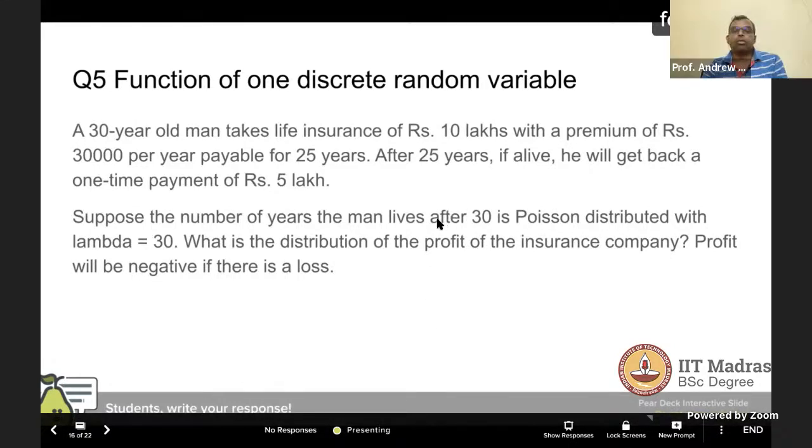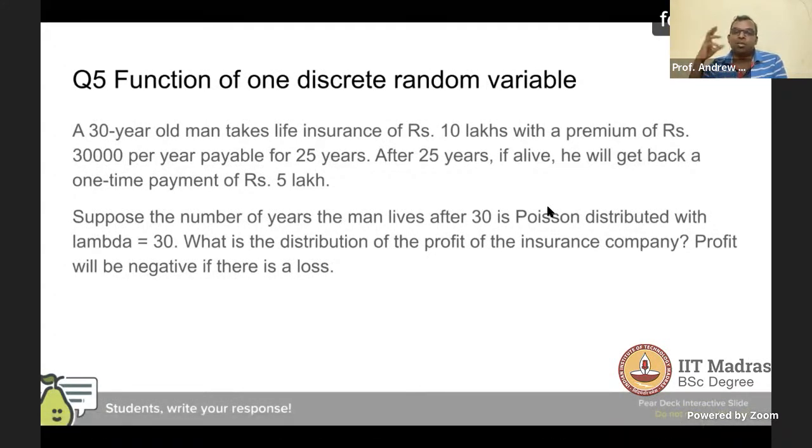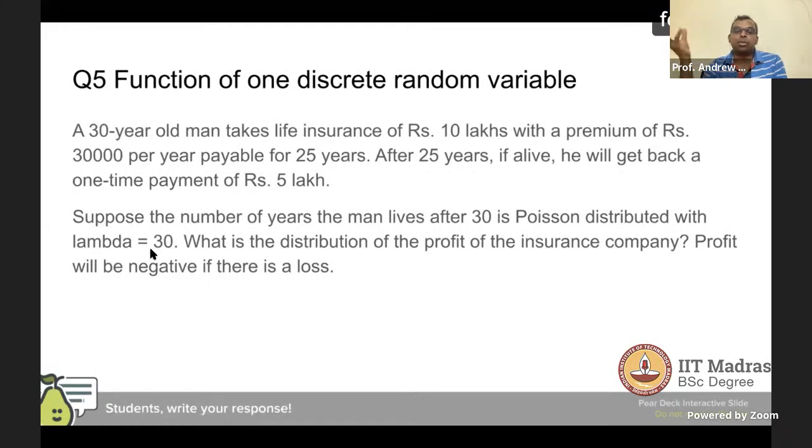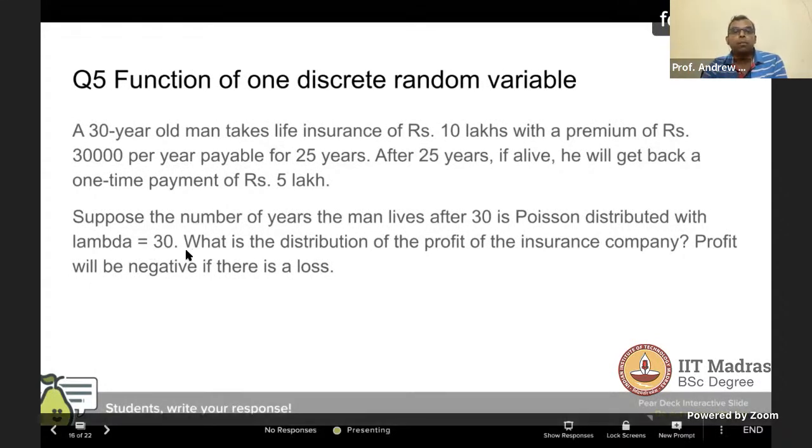So for this particular person, I'm saying after 30, how many years he lives has a Poisson distribution. It's just some hypothetical distribution. I'm sure there are many more complicated distribution models, which change from state to state, city to city, country to country. So many equations are there in deciding this distribution. But let's say you're going to model it as a Poisson distribution with some lambda. I put lambda 30. So it's reasonable to expect that this person is going to live up to 60 years at least, with good probability. So I want a distribution for the profit of the insurance company.